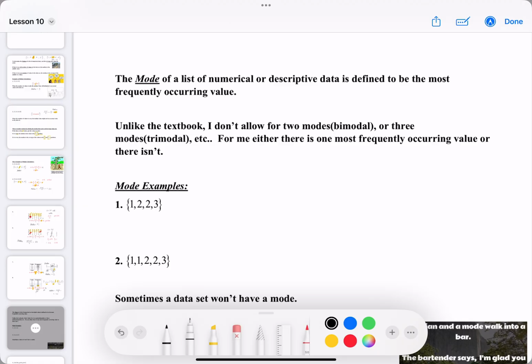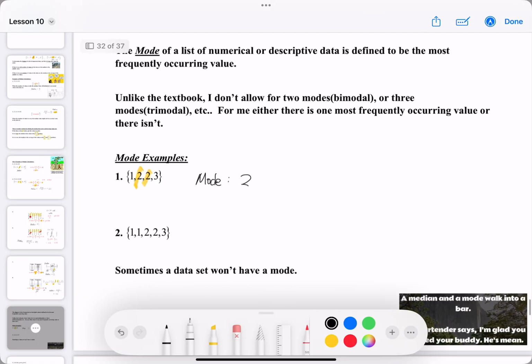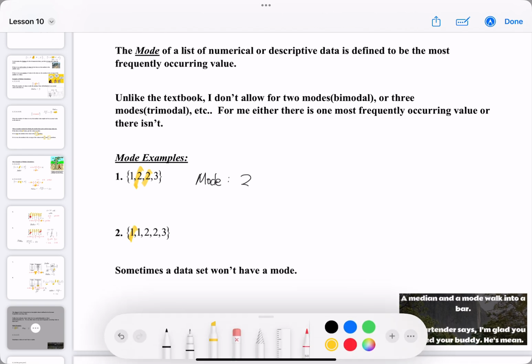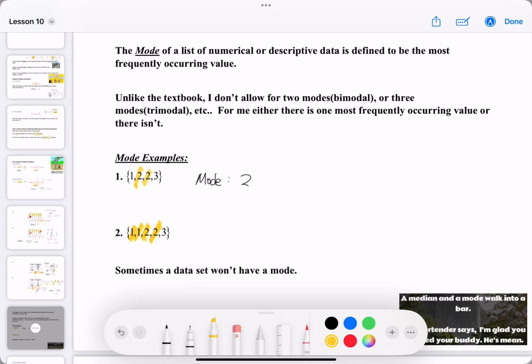Okay, let's see the mode of this data set. Which value happened most often? 2. So value 2 is the mode. And next example, which value happened most often? You see 1, 1, 2, 2. But I cannot have 2 modes. This means for this question we have no mode.